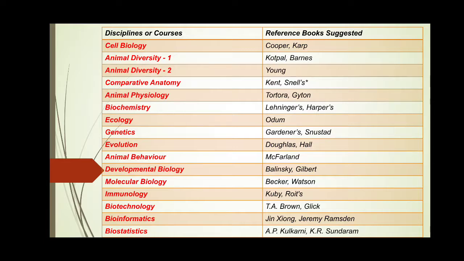Young is a very nice book, very nicely explained, with very nice diagrams, equivalent to Kotpal. You will not feel that you are reading a foreign author's book. It is in simple language. For comparative anatomy, you can go through Kent. Kent has very nicely explained all the pictures of amphibians, reptiles and birds.